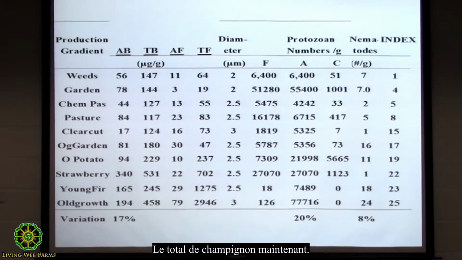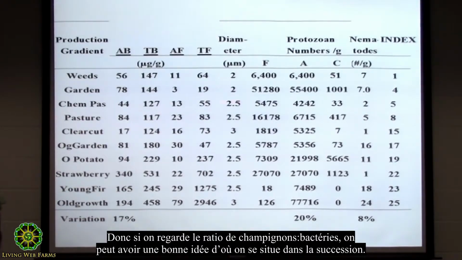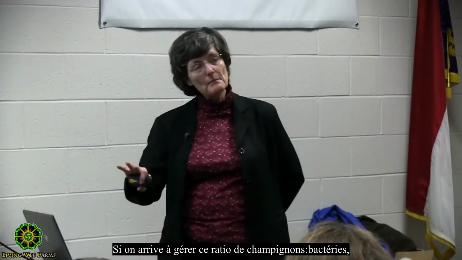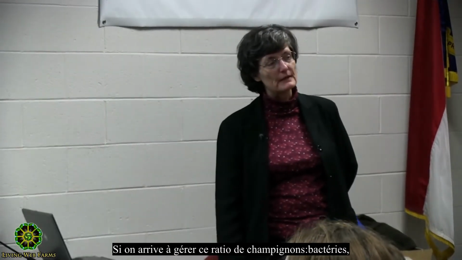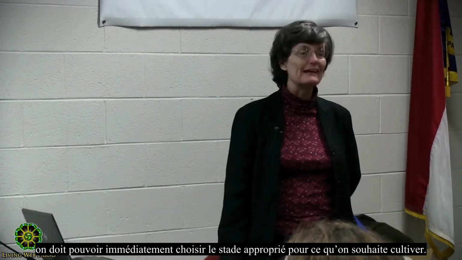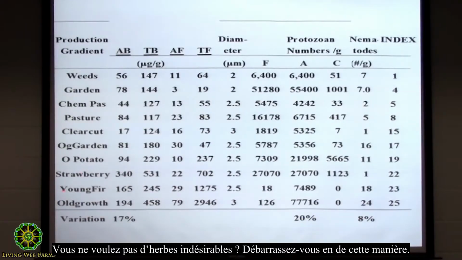Total fungi. Yeah, it's kind of bouncing around a little bit, but now look at it take over. As we're moving into those later successional systems, our fungi are just taking off. So if we're looking at that ratio of fungi to bacteria, we can get a really good idea where we are in succession. What are we setting the stage to grow? If we can then manage that ratio of fungi to bacteria, we should be able to instantly set the stage to grow whatever plant you want to grow. You don't want weeds? Get rid of them by moving in this direction.